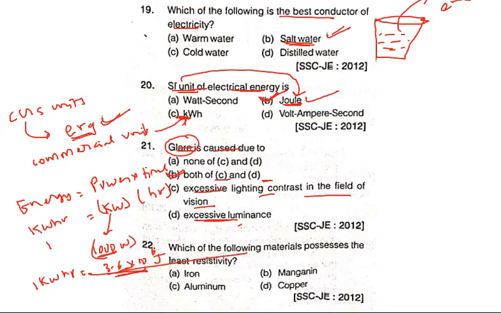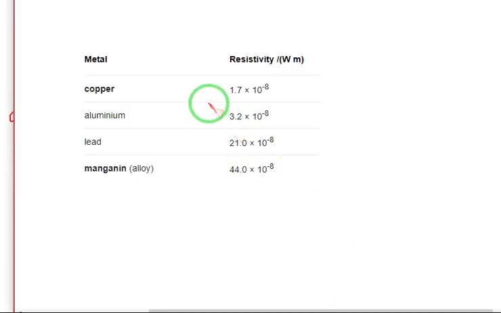And next one. Which of the following materials possesses least resistivity? See here, out of these, which one has the least resistivity? From the options we can say copper has the least resistivity, that is 1.7 into 10 power minus 8.